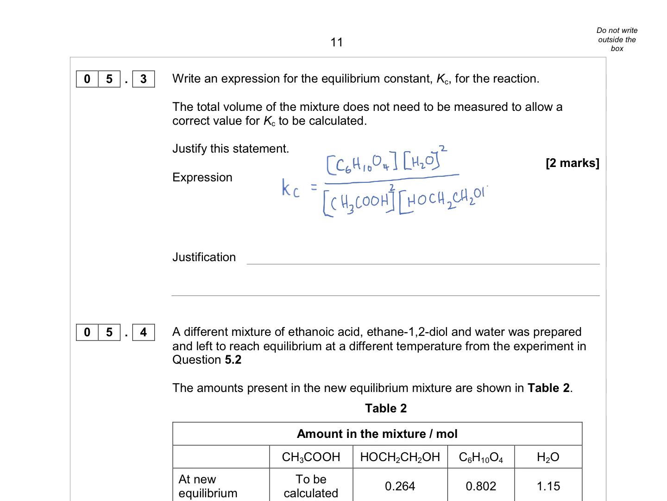Then it says justify why the total volume doesn't need to be measured. Well, if you work out, we've got 3 moles on the top of the equation and 3 moles on the bottom of the equation. So because there's the same number of moles in the products as there are in the reactants, then any volume would cancel out. We would have volume 3 times on the top and volume 3 times on the bottom. So the volume would cancel. So it doesn't matter that we don't know what the total volume is.